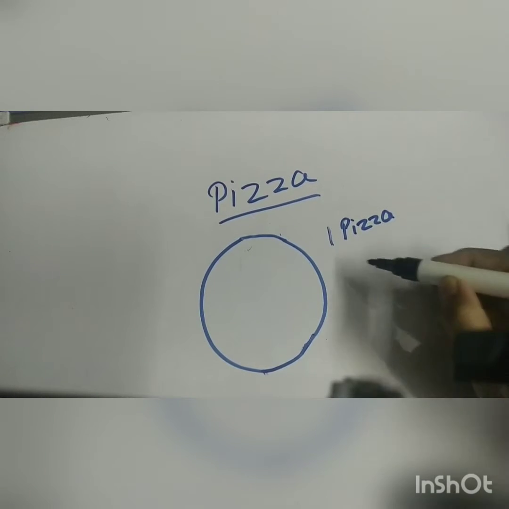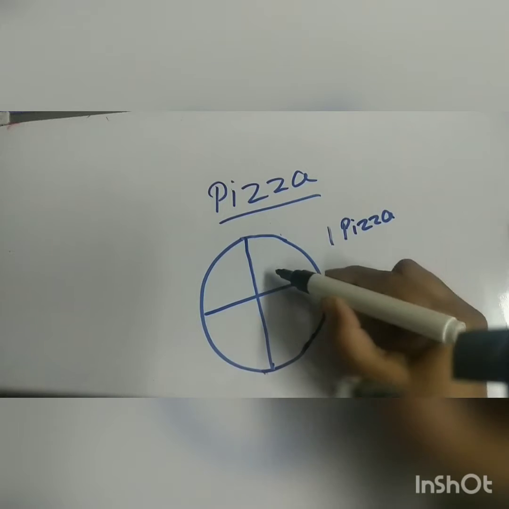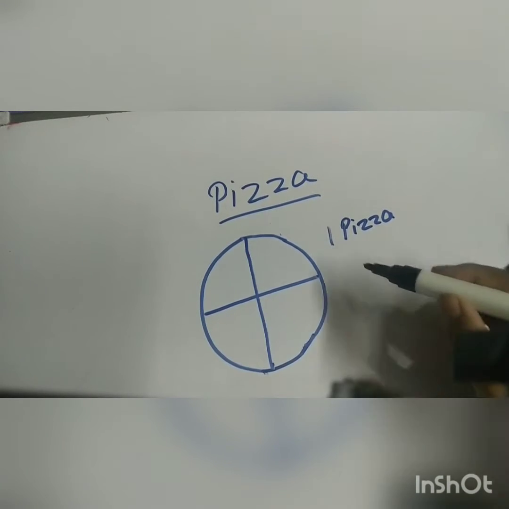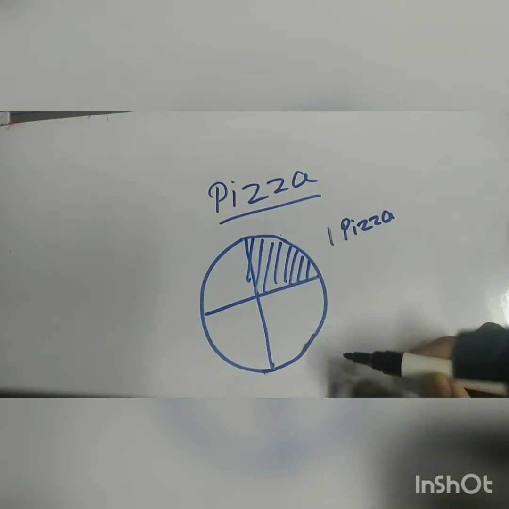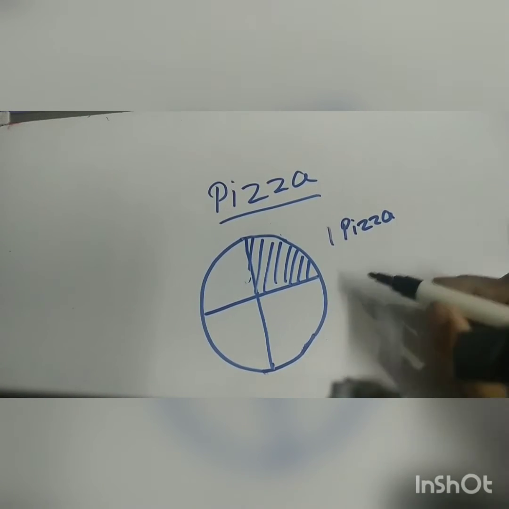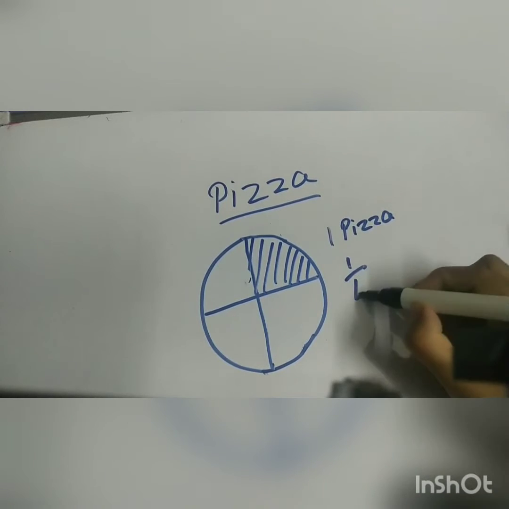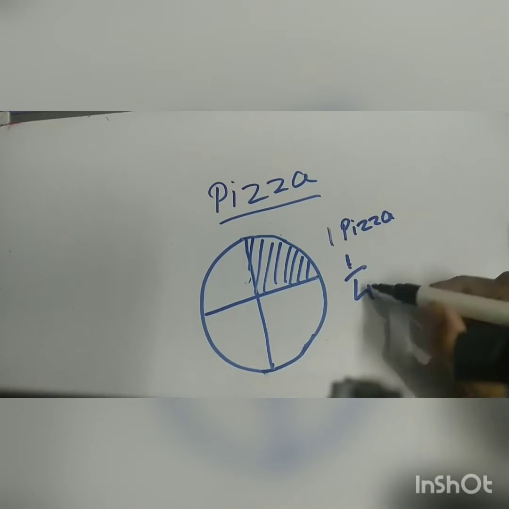If the same pizza is divided into 4 parts, so 1, 2, 3, 4 parts, right? And if a person eats one part out of 4, how do we represent it? The shaded portion, that is the eaten portion, we can represent as 1 out of 4. So 1 is the portion eaten, 4 is the total number of parts.